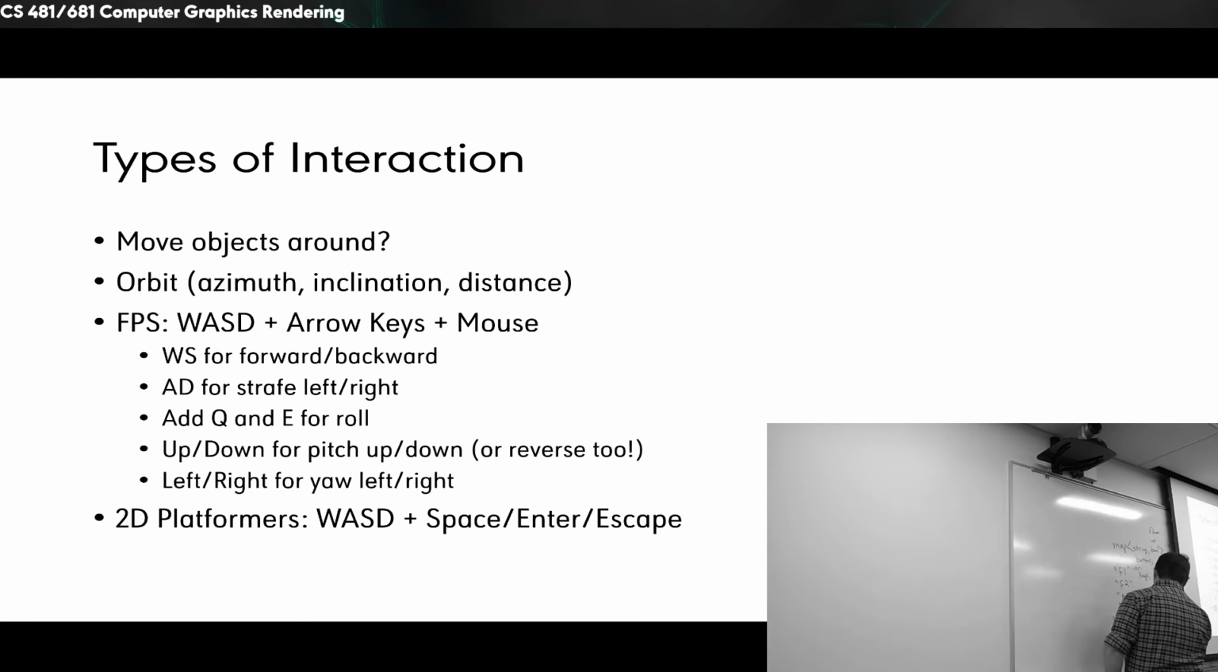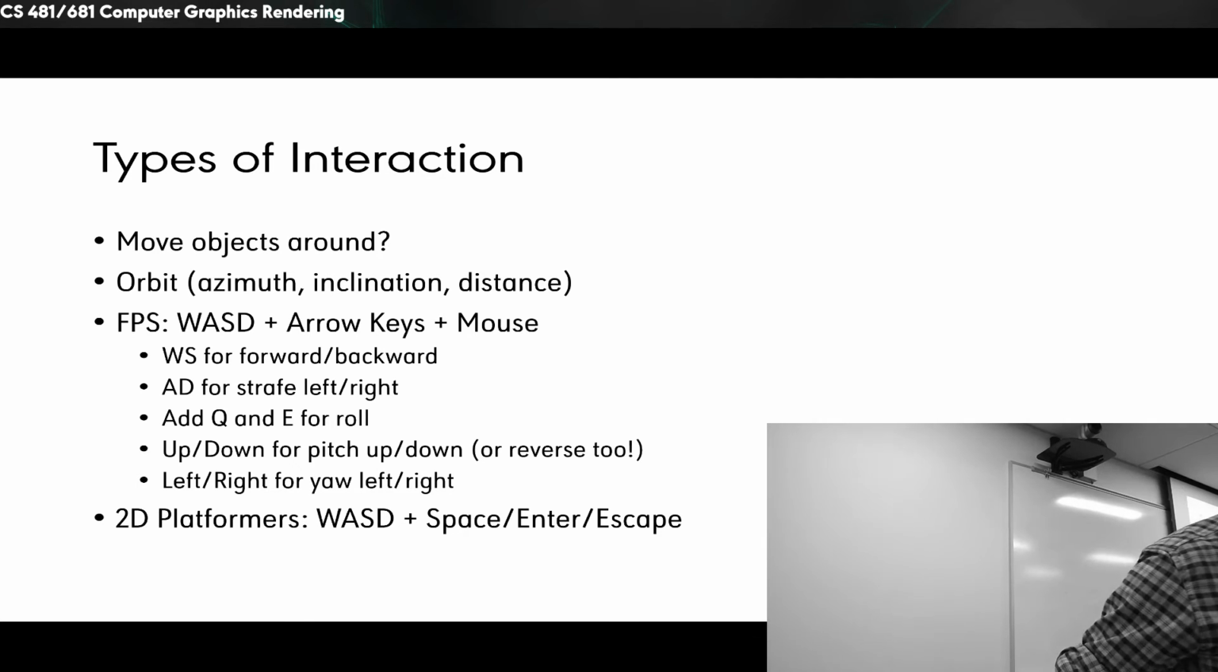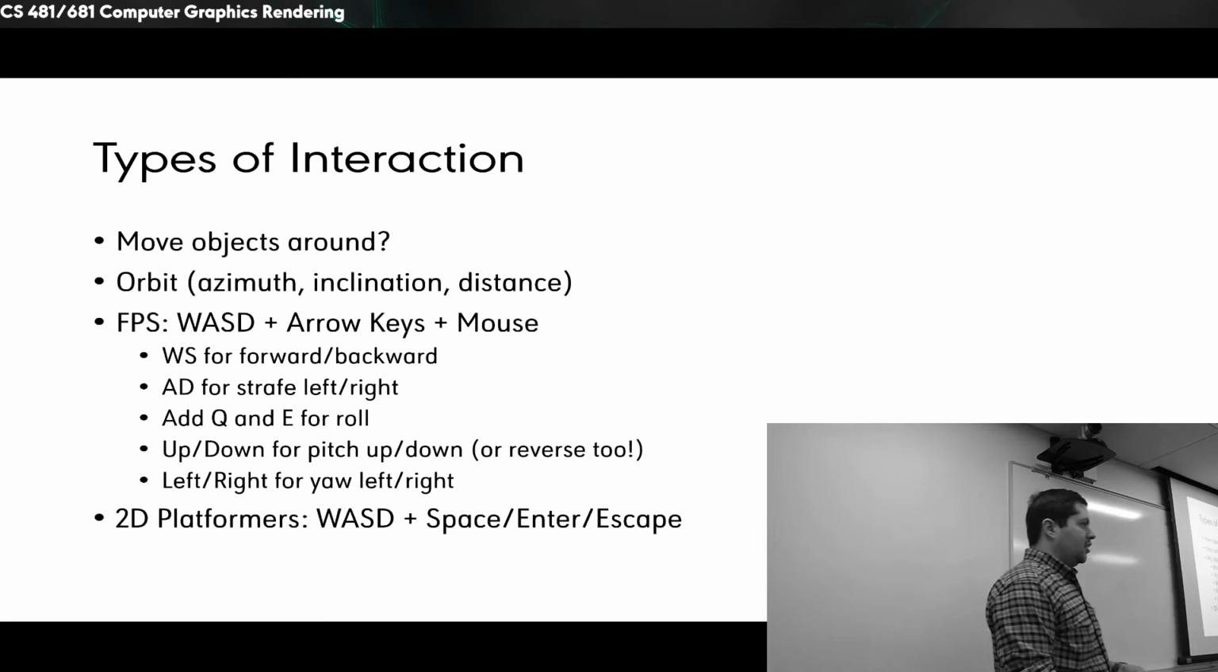I always like to think of how we get from a qualitative description, right? Because if I say move objects around, that might make perfect sense to me. But what does that mean?